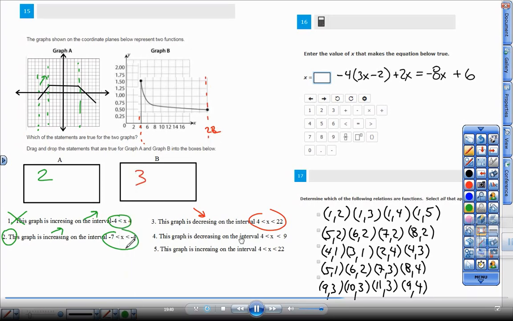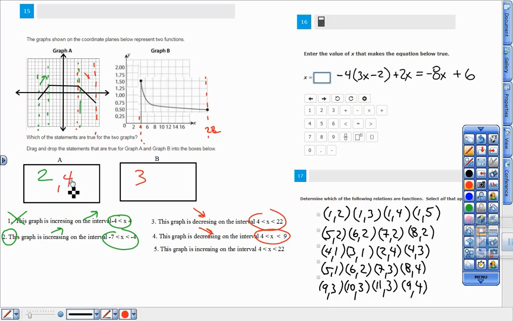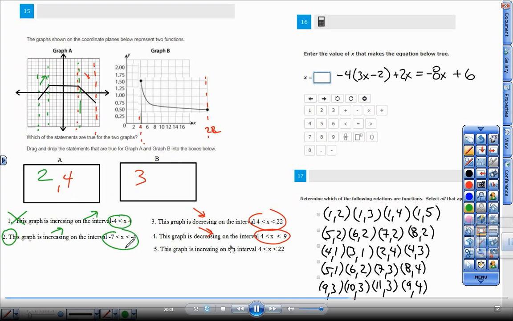Next, decreasing from 4 to 9. So if I look at graph A, I can see clearly from 4 on the x-axis to 9 on the x-axis, it is going down from left to right. So I put a 4 in box A. And then increasing 4 does not apply. This is going down. So 1 and 5 did not apply to either.